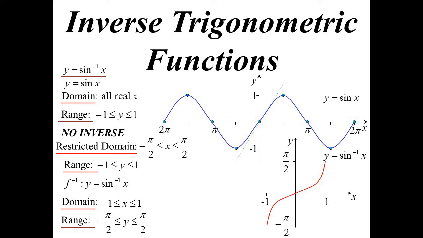And by the way, this explains why when you use your calculator to find an angle, it will only ever give you an acute angle or a negative acute angle, because the calculator is using the inverse sine function.